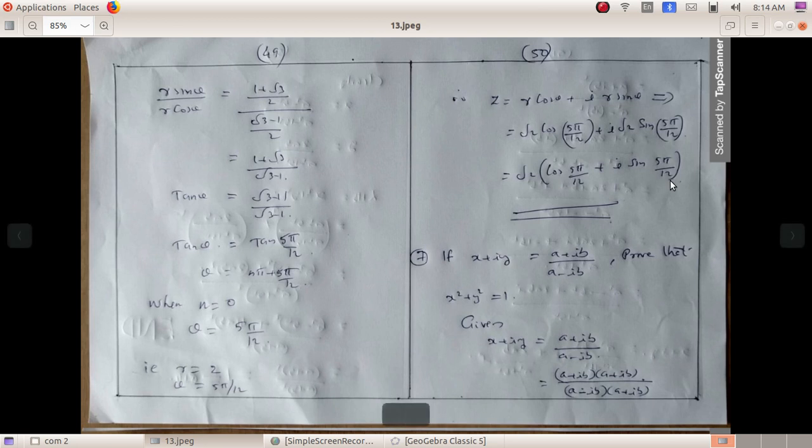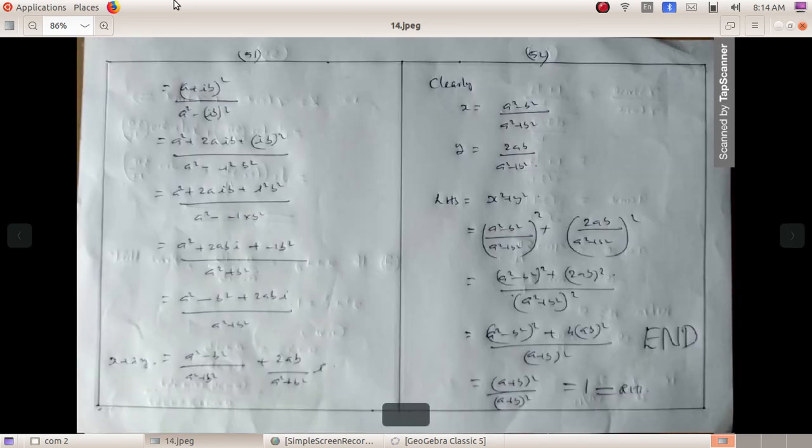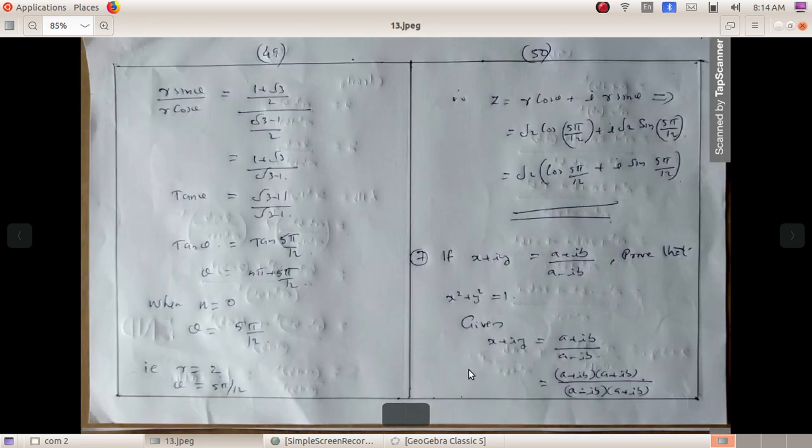The next one: if x plus iy is equal to (a plus ib) divided by (a minus ib), prove that x square plus y square is equal to 1. Firstly, we are taking this complex number into standard form. So x plus iy is equal to (a plus ib) divided by (a minus ib). After taking the conjugate, we multiply both numerator and denominator. Then after simplification, this is (a plus ib) whole square, because (a plus ib) into (a plus ib) is (a plus ib) whole square.